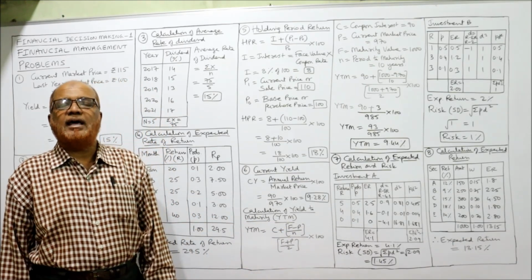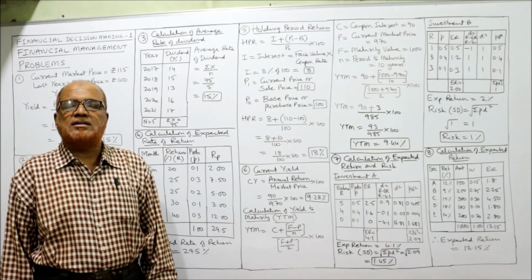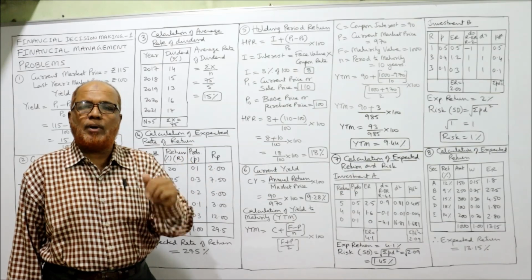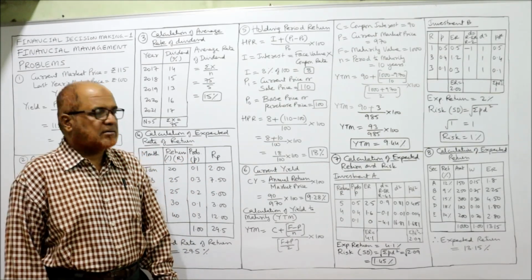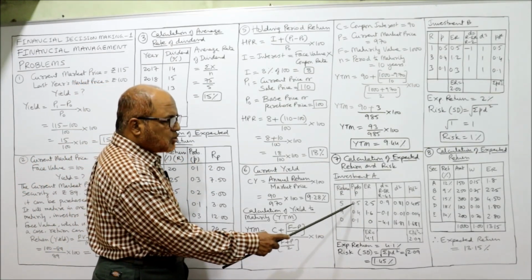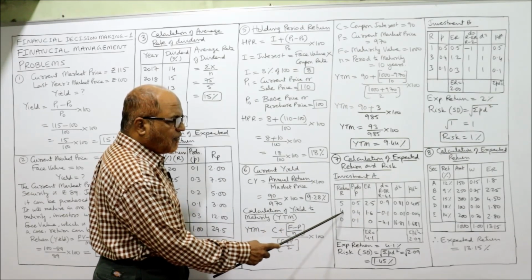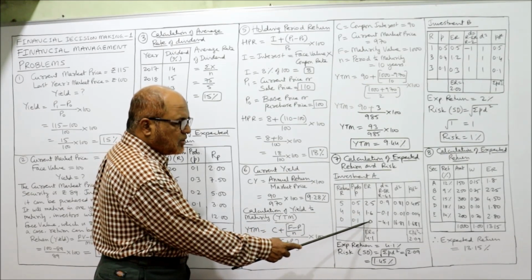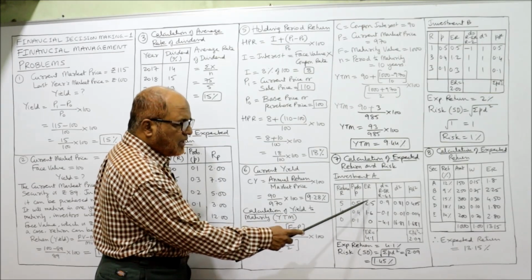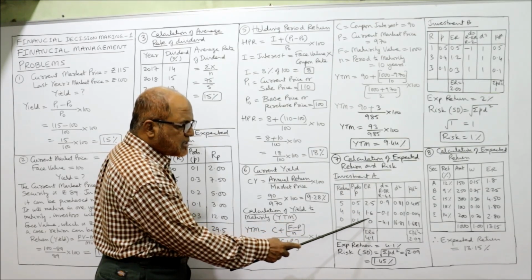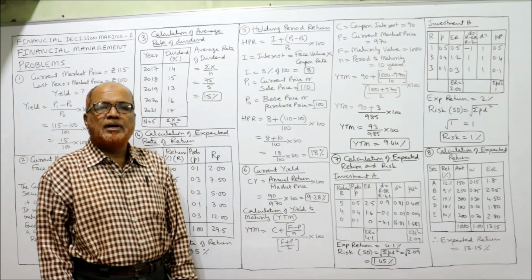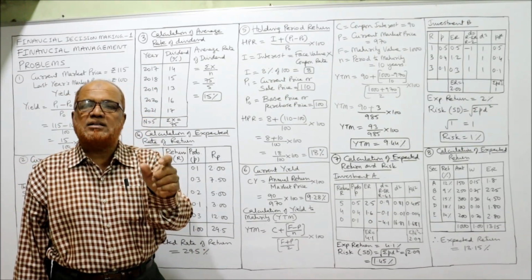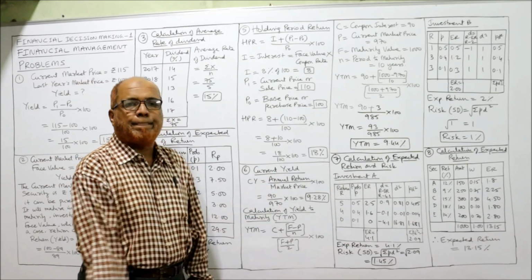Now I want to calculate expected return. Multiply the return with the probability to get expected return. 5 into 0.5 is 2.5. 4 into 0.4 is 1.6. 0 into 0.1 is 0. Now take the total of ER. 2.5 plus 1.6, you'll get 4.1. So 4.1 is the expected return for security A.